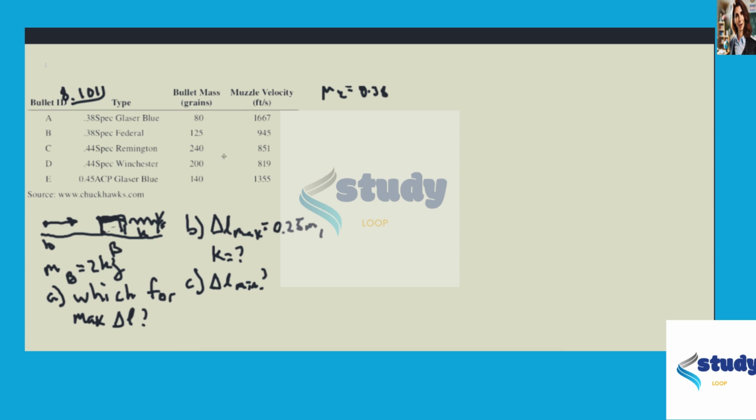And given this table of bullet masses and their muzzle velocities, we want to figure out, first of all, which one would give the maximum compression of the spring. Then, if we want that maximum compression to be 25 centimeters, what should the spring constant be? And then for the bullet which produces the least deflection of the spring, what will that deflection be?